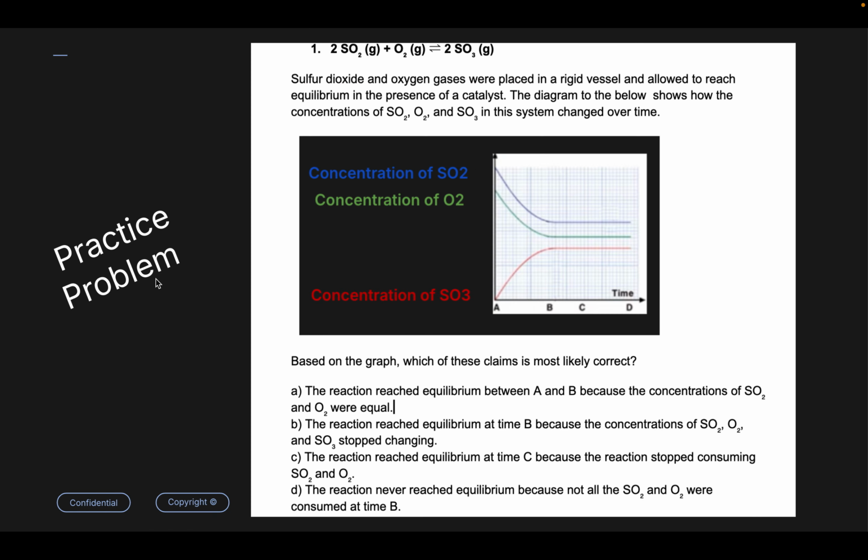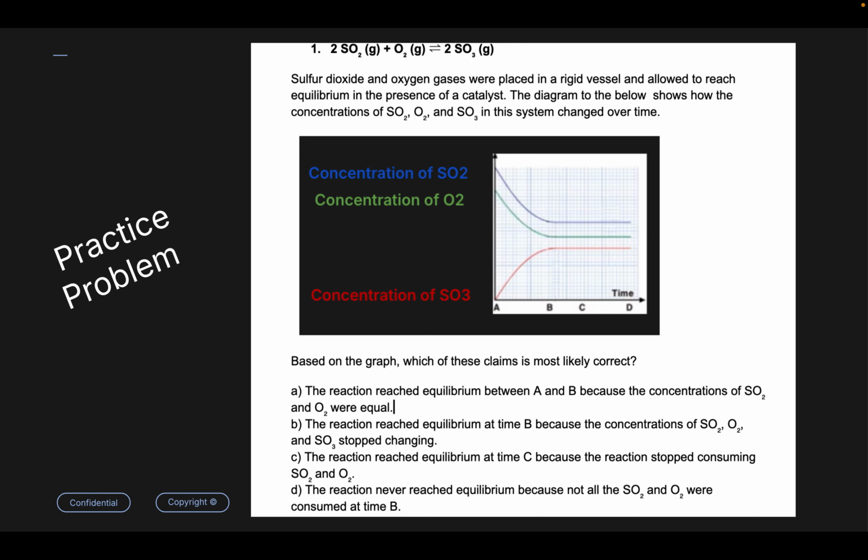Now here we have a practice problem. Sulfur dioxide and oxygen gases were placed in a rigid vessel and allowed to reach equilibrium in the presence of a catalyst. The diagram below shows how the concentration of SO2, O2, and SO3 in the system changed over time. Based on the graph, which of these claims is most likely correct?